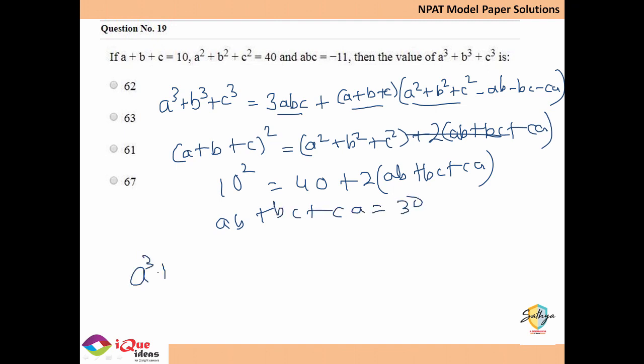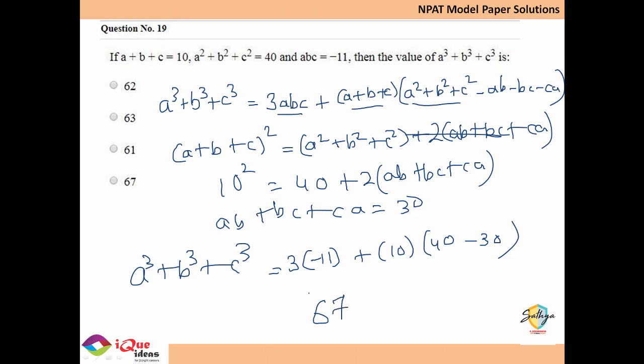So the value of a cube plus b cube plus c cube, substitute, you get 3 times minus 11 plus a plus b plus c is 10. Then a square plus b square plus c square is 40. ab plus bc plus ca is 30. And once you simplify this, the final answer you will get as 67.